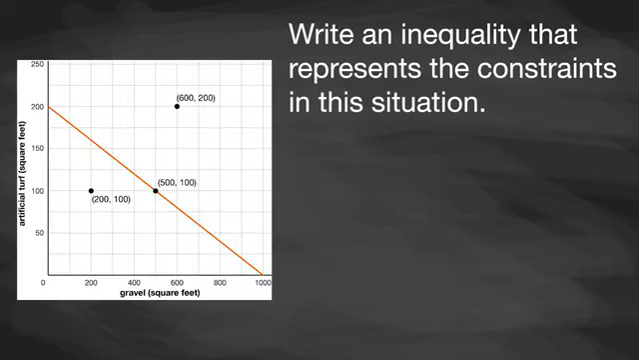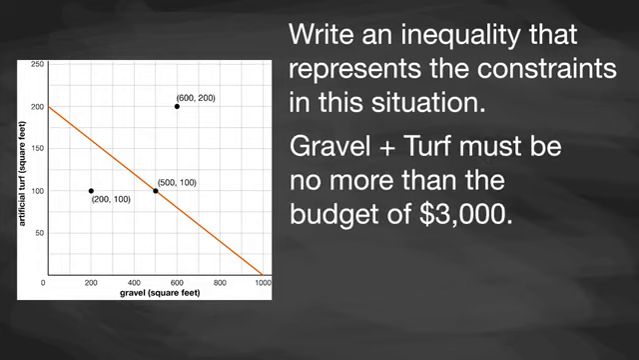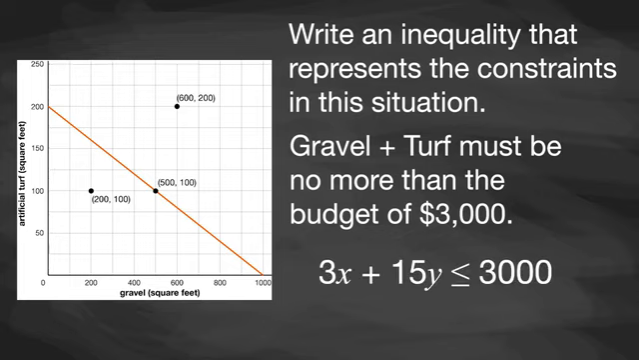Write an inequality that represents the constraints in the situation. The sum of the gravel and turf must be no more than the budget of $3,000, so 3x + 15y ≤ 3,000. To see this on the graph, all points on or below the line will be solutions that meet the constraint.